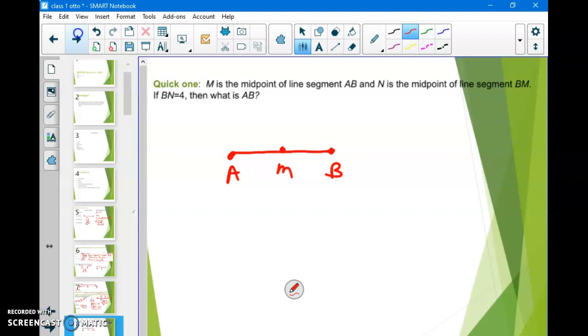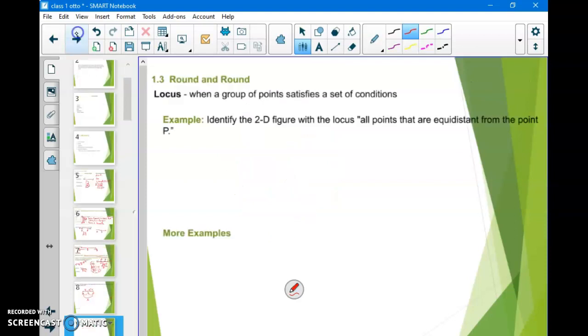So M is the midpoint of AB, and N is the midpoint of BM. We know that BN is 4. So this one, since N is the midpoint of it, would also be 4. And M is the midpoint of AM and MB, so that would also be 8, the 4 plus 4. So the total length of AB would have to be 16. Hope you got that right.